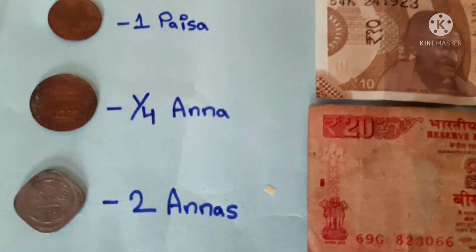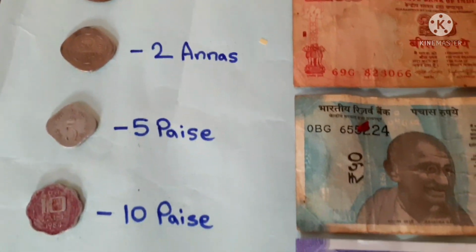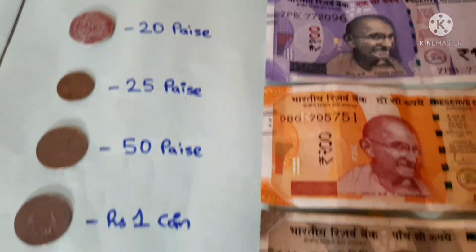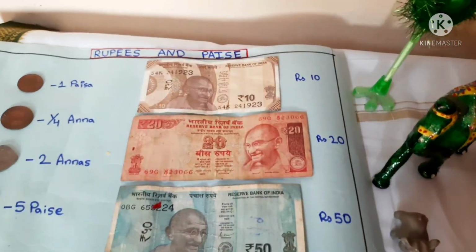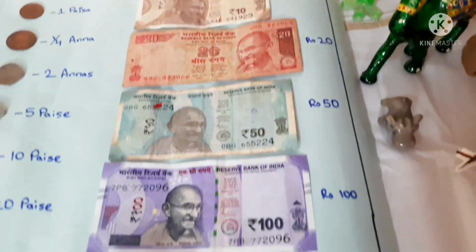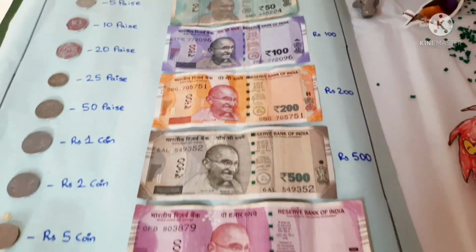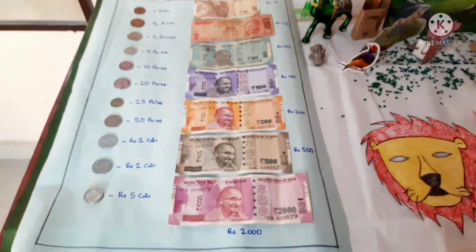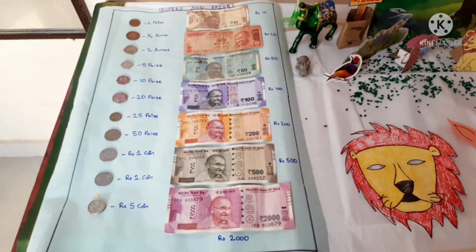This is 1 paisa, 1 by 4th anna, 2 annas, 5 pice, 10 pice, 20 pice, 25 pice, 50 pice, 1 rupee coin, 2 rupee coin, 5 rupee coin. This is 10 rupees note, 20 rupees note, 50 rupees note, 100 rupees note, 200 rupees note, 500 rupees note and 2000 rupees note. These all are original coins and notes.